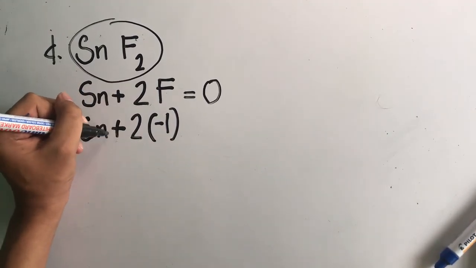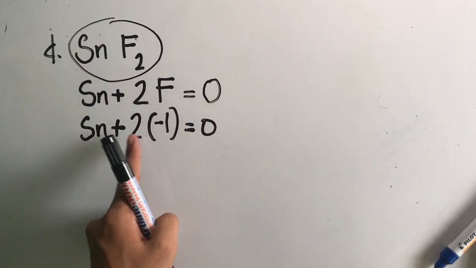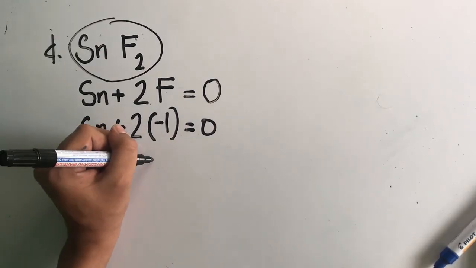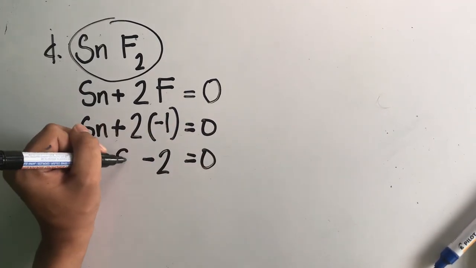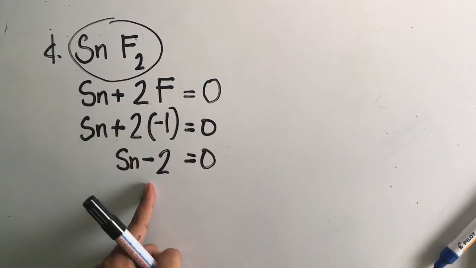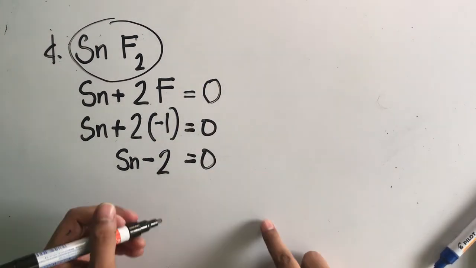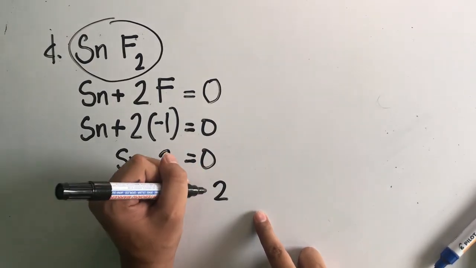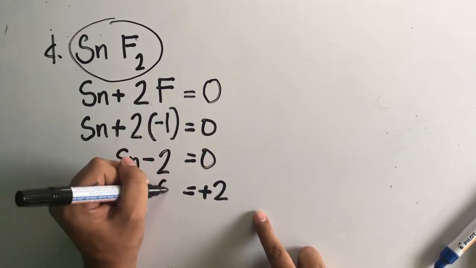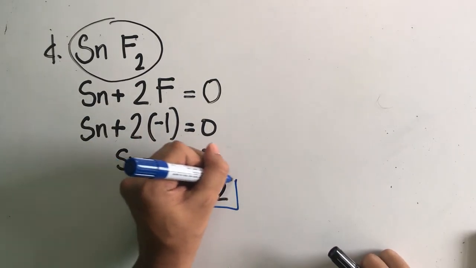We have Sn and 0. So, positive 2 times -1, we have -2. So, bring down lang. So, after nito, ita-transpose natin yung 2 sa kabila. So, we have 2. Now, since this is negative, magiging positive ito pag tinranspose. Okay. So, box your final answer.